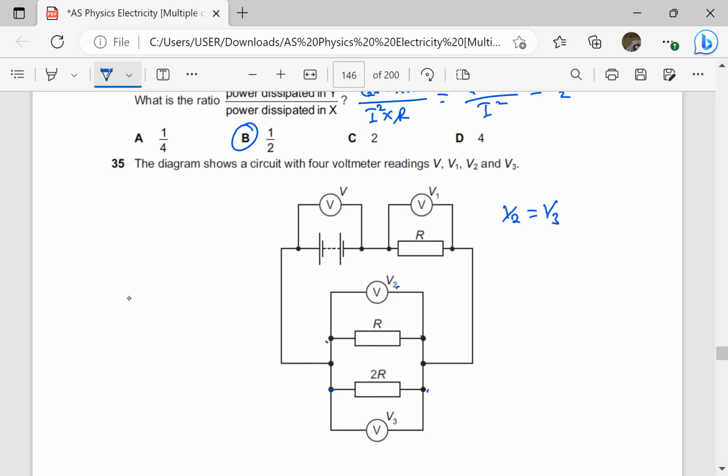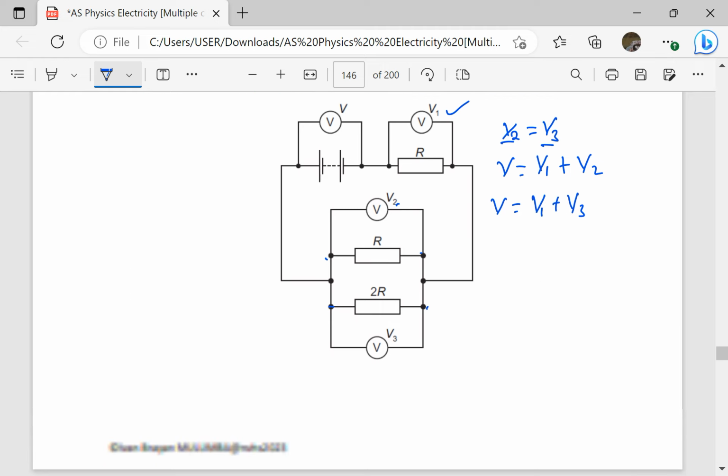So you notice that actually V is the total EMF. So V should be equal to PD outside, which is V1 here, the potential drop there, plus V2, which is here. Or V can also be V1 plus V3. After all, V2 and V3 are the same. So V is also V1 plus V3. So let's see the options which are there.